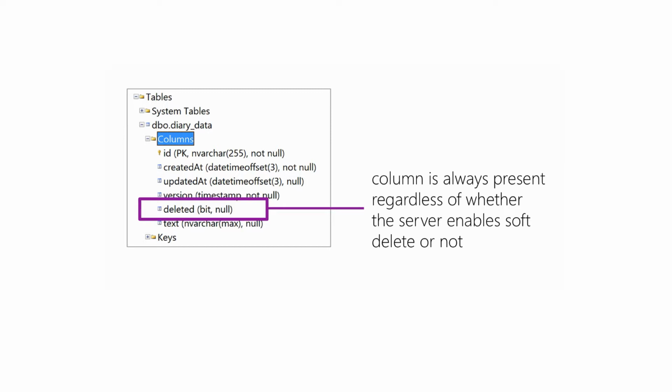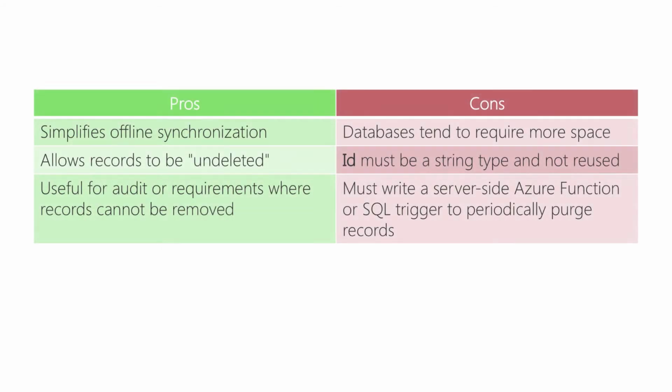The queries will automatically include a where clause to filter out the deleted requests. This is added automatically by the table controller. Now, regardless of whether soft delete is turned on, every exposed table always has a deleted flag. It's just simply not used if soft delete is disabled. And soft delete is a common solution to synchronizing different clients against a shared database. However, it's not always required.